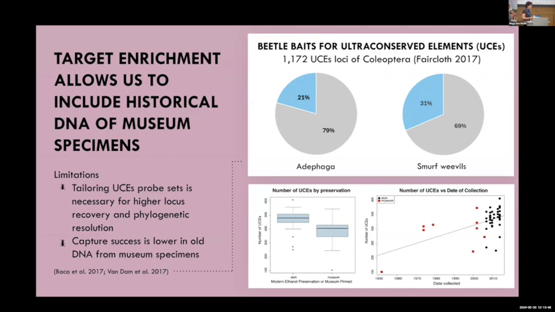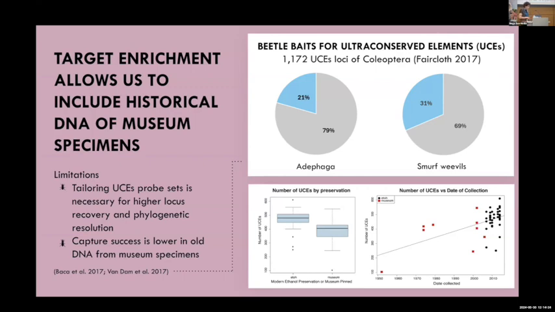400,000 species. And it has been discussed that if you use these baits for specific lineages of a highly diverse group of beetles, the target capture is going to be super low. For example, for Adephaga, they used the beetle baits for the Adephagan beetles, and they found like 21% capture success, which is really low. And also for weevils, it's like 30%, a little bit higher.